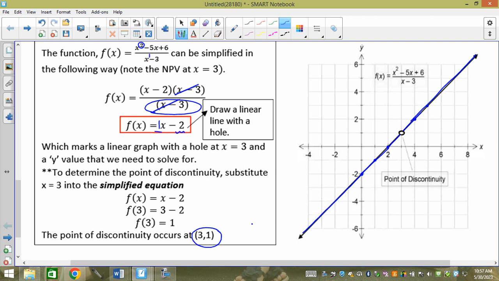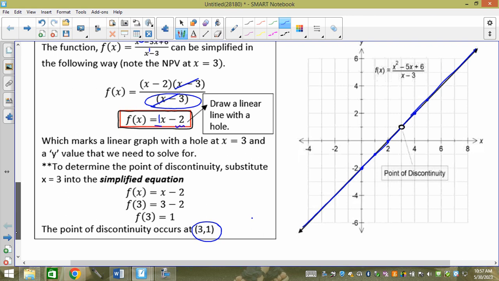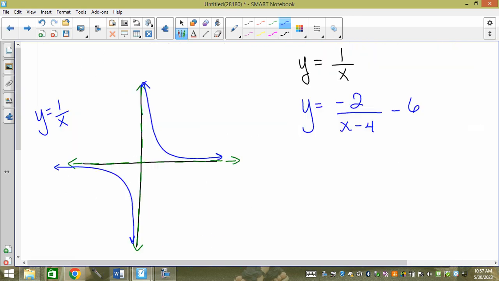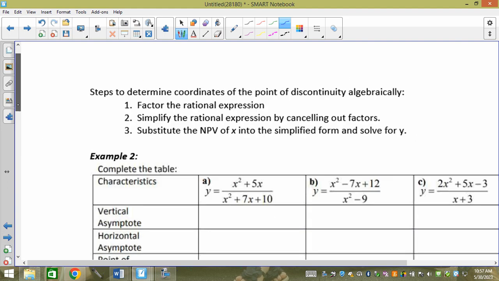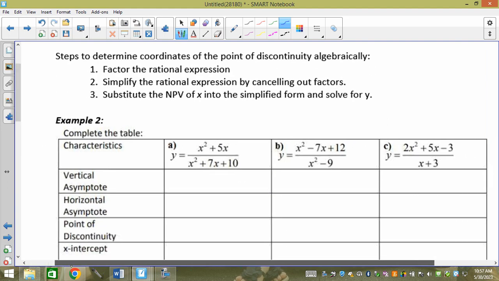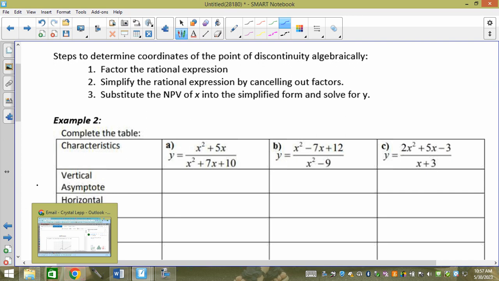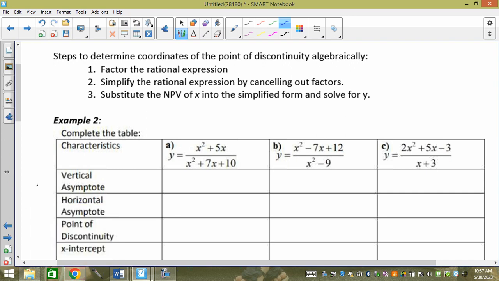So this one here, I was just left with this linear function, right? I had this linear equation, I drew it, and I had an open dot. Well, it doesn't always stay that way. Let's look here. That's from yesterday. So here it says, steps to determine coordinates of the point of discontinuity algebraically. Back to the rational expression. Simplify the rational expression by canceling out factors, and substitute the non-permissible value back in. So the first thing we're going to have to do with A is factor it, correct? Wait a second, they're the same degree. When they're the same degree, what happens?